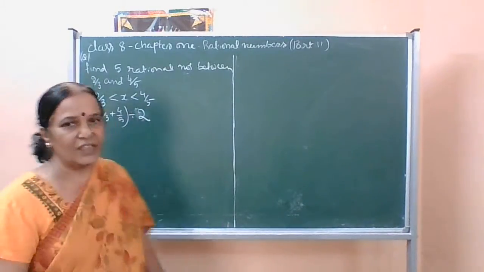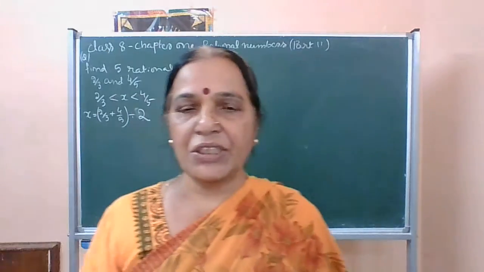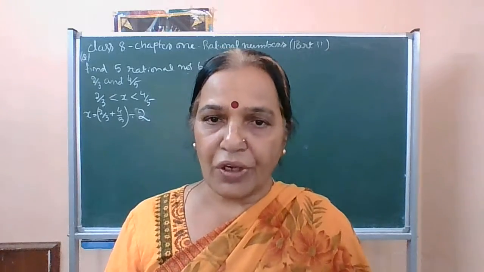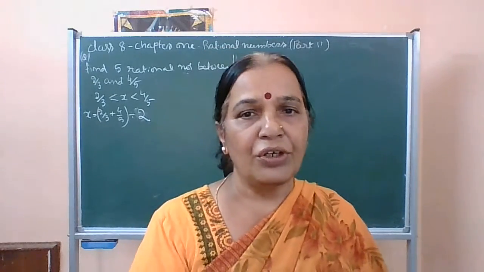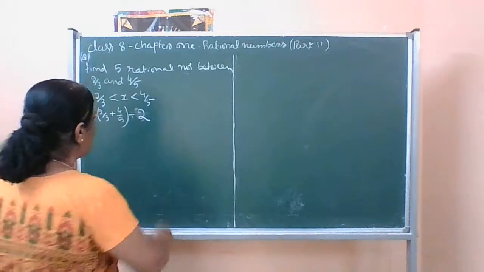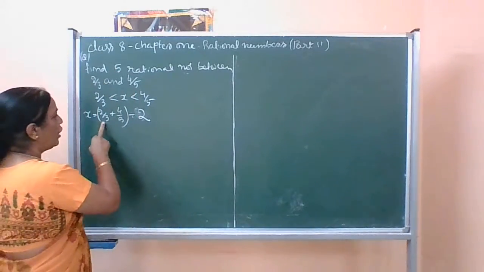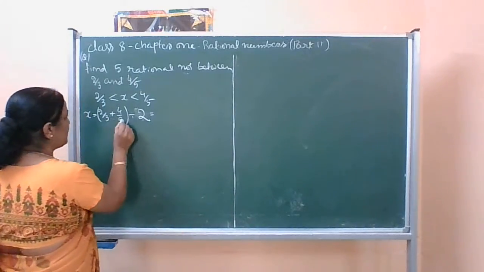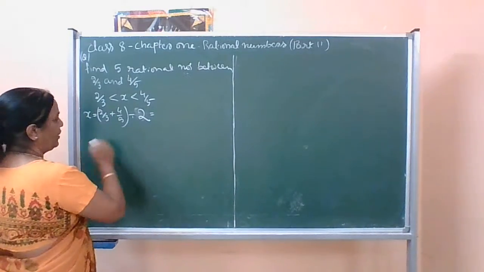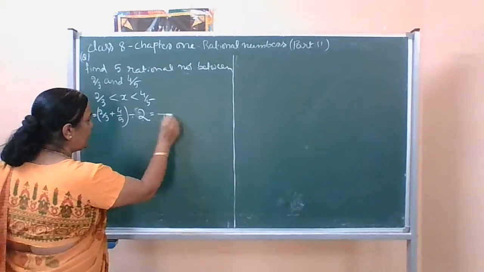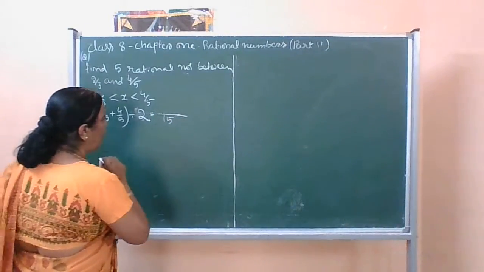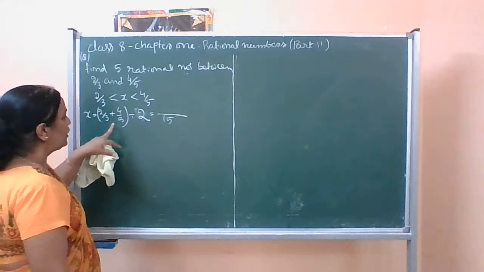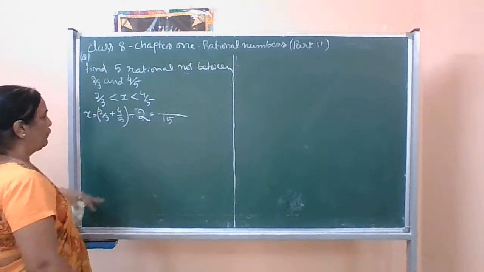To do this, you should know addition of fractions very well. If you don't know addition of fractions, you cannot do it. Therefore, you should know how to add two fractions. Now, to add this, the LCM of 3 and 5 is 15. Here 3 and 5 are co-prime numbers, they don't have any common factor. Therefore, the LCM of these two is 15.